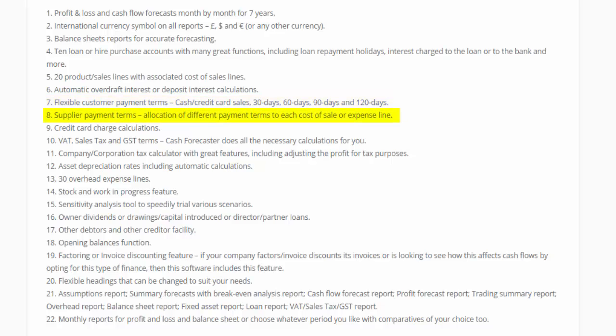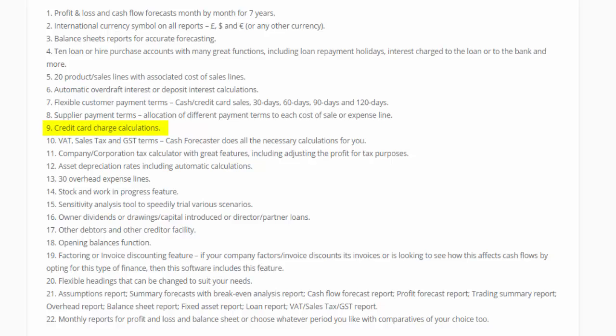This is the same with your supplier payments, and you can allocate different payment terms to different suppliers. And this is, again, all the entries are done for you, including whatever is owed at the end of the period on your balance sheet. So everything is very, very straightforward.